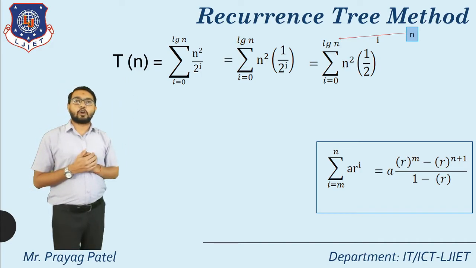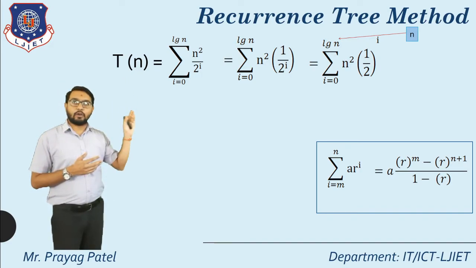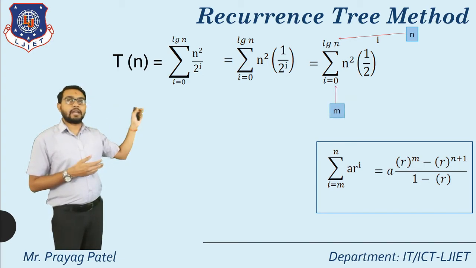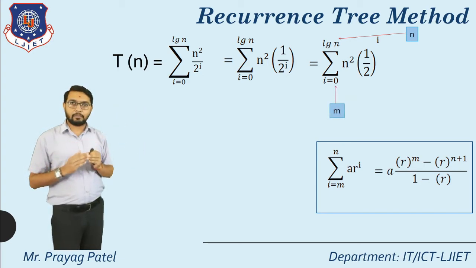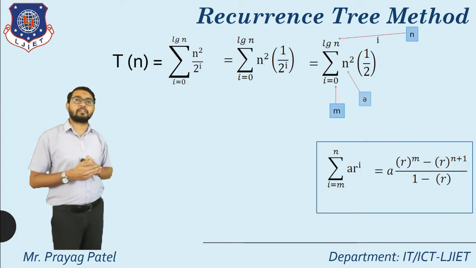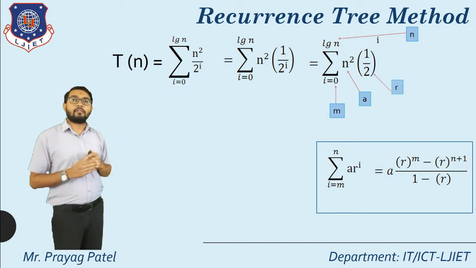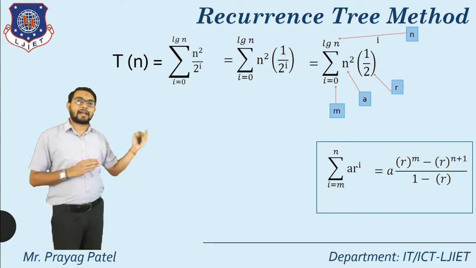Now what are the values of i, m, n in this equation? First, consider log n base 2 as the upper limit n. Now the lower limit is m, so i equals 0 gives m. Now n square is the first value a, and 1 upon 2 raised to i is r raised to i. So 1 upon 2 is r.